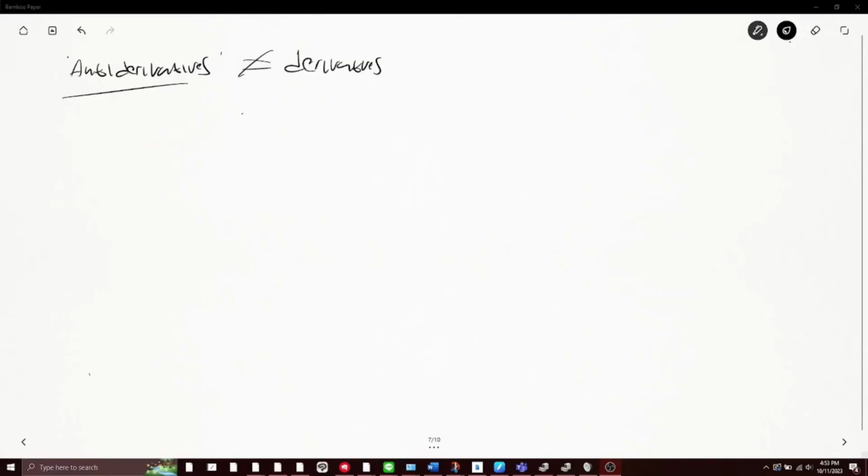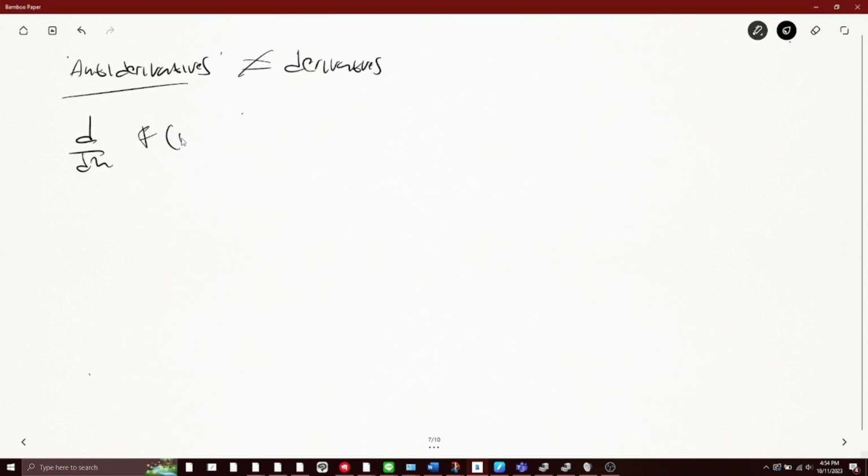So now I'm going to talk about antiderivatives. Antiderivatives are quite literally the opposite of what derivatives are, right? If we keep this in mind, we can solve antiderivatives in a way where, for example, we all know that the derivative of f(x) is going to be f prime of x. And so basically the antiderivative of f prime of x is going to be f of x.